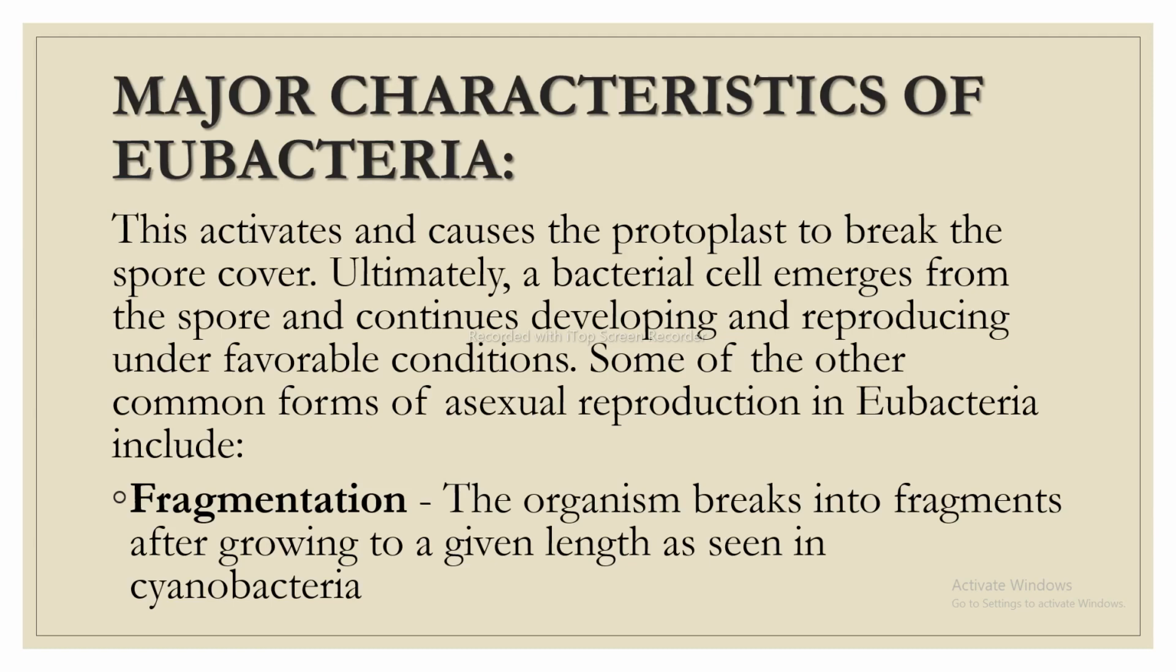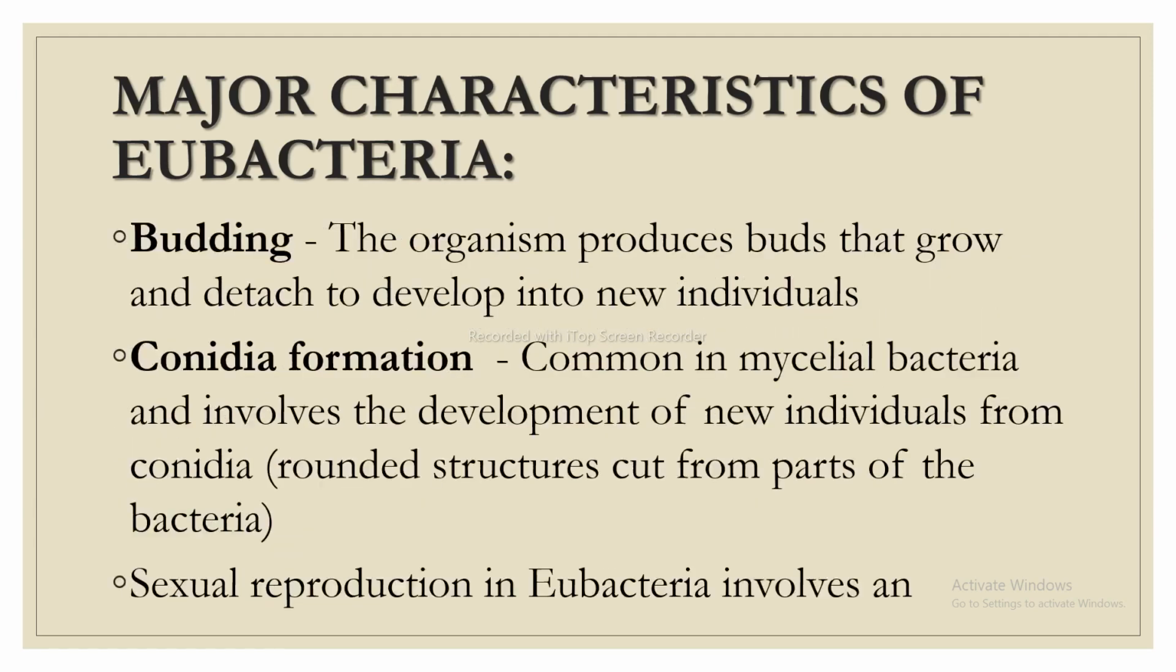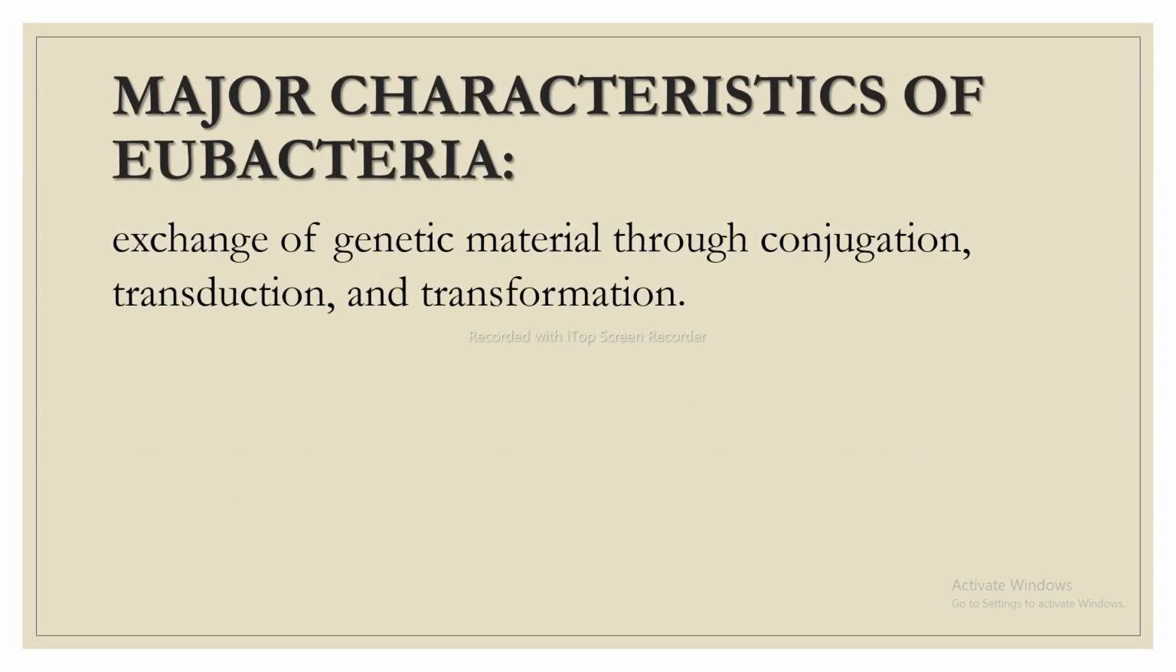Some of the other common forms of asexual reproduction in Eubacteria include fragmentation, where the organism breaks into fragments after growing to a given length, as seen in cyanobacteria. Next is budding. The organism produces buds that grow and detach to develop into new individuals. Next is conidia formation, common in mycelial bacteria, which involves the development of new individuals from conidia. Conidia are mostly rounded structures that are cut off from parts of the bacteria. Sexual reproduction in Eubacteria involves an exchange of genetic material through conjugation, transduction and transformation.